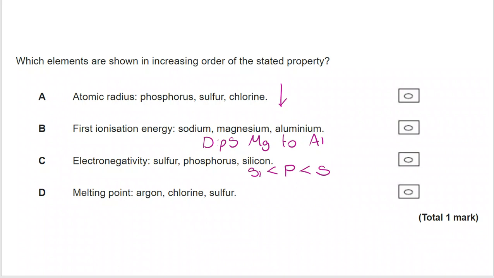But if we then take a look at melting point, what you've got to remember here is how these elements exist. Argon is monoatomic, chlorine is diatomic, and sulfur is in the form S8. And what has to be overcome when we melt these is van der Waals forces. Van der Waals forces are bigger for bigger molecules, and so we can see that sulfur is the highest, then chlorine, and then argon. So the correct answer is D.